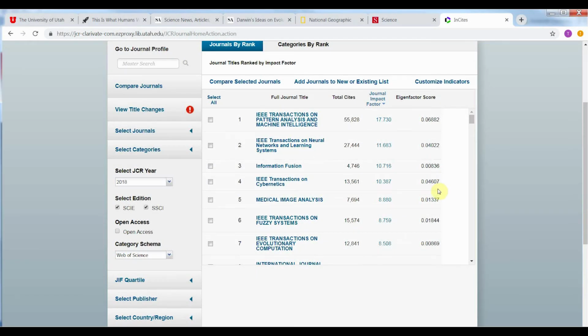Okay, so now I've got a list of all of these different journals within computer science. IEEE Transactions on Pattern Analysis, IEEE Transactions on Neural Networks and Learning Systems. We'll skip Information Fusion and go straight to IEEE Transactions on Cybernetics. There's a theme emerging here. It is IEEE. If you're a computer science major, you need to know this.